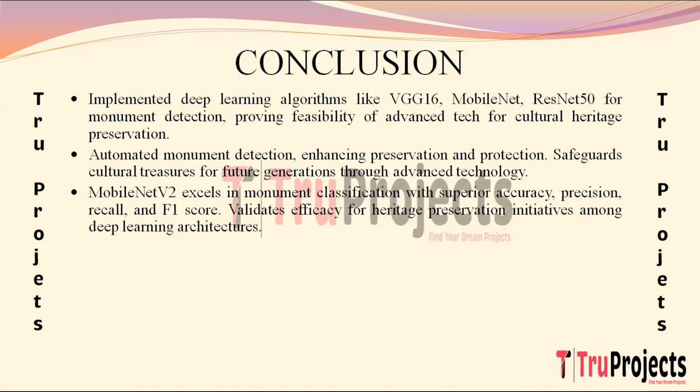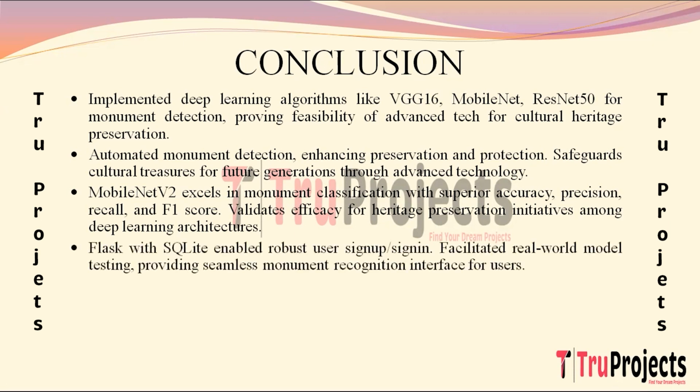Among the various deep learning architectures evaluated, MobileNet V2 emerged as the top performer, showcasing superior accuracy, precision, recall, and F1 score in monument classification tasks, validating its efficacy for heritage preservation initiatives. And the integration of Flask with SQLite for user sign up and sign in functionalities provides a robust framework for testing the trained models in real world scenarios, offering users a seamless and intuitive interface for monument recognition.